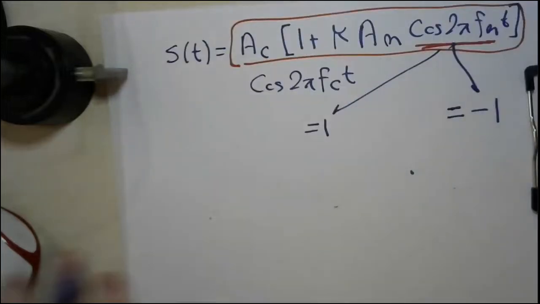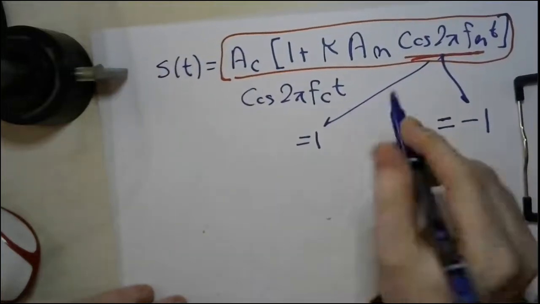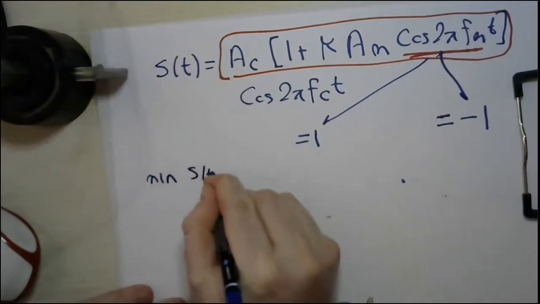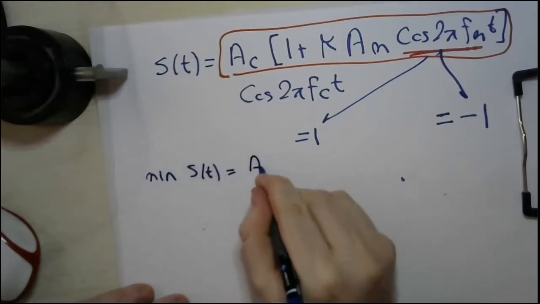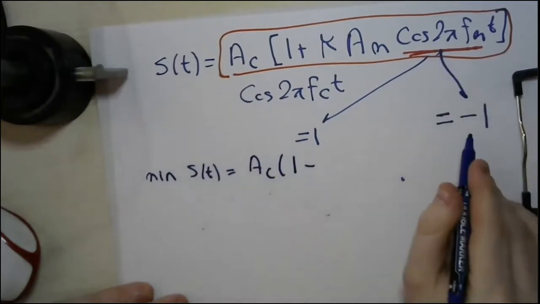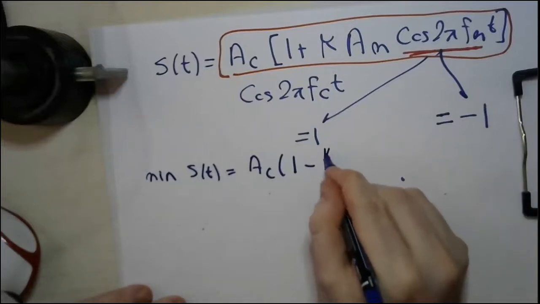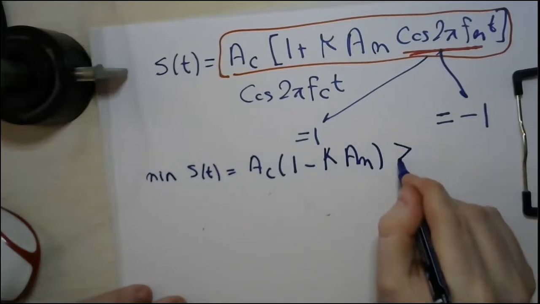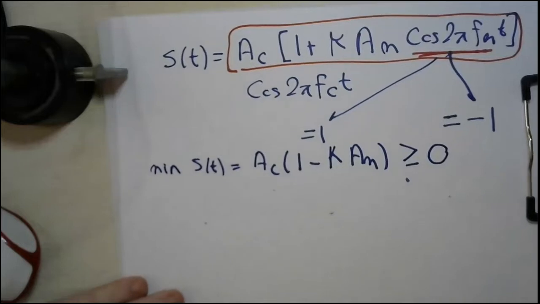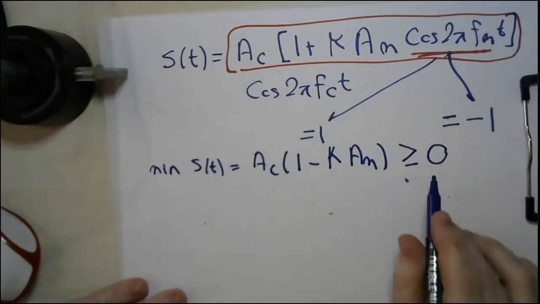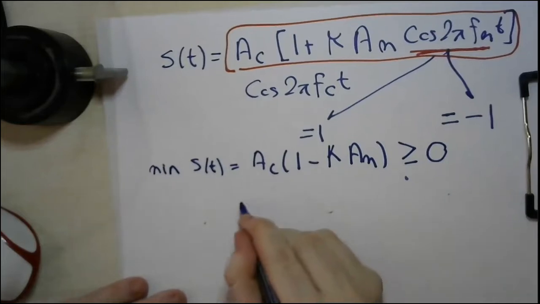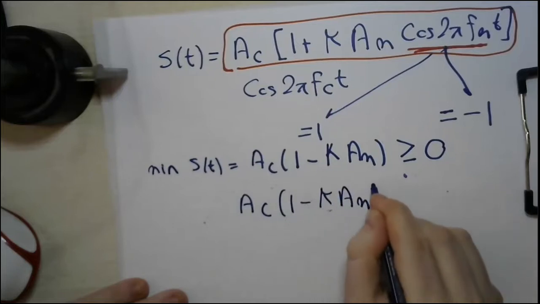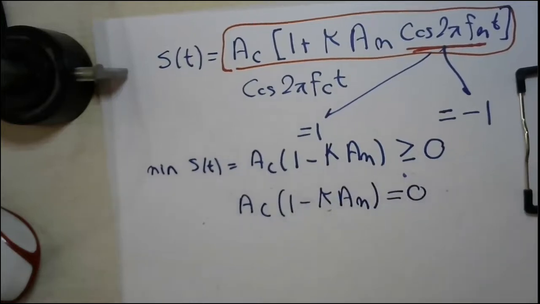So you can write a very important equation and say, okay, the minimum of S of t is equal to AC times 1 minus K AM, because now the cosine will be -1. This should be greater than or equal to 0. Very important condition. Now, what if we go to the minimum? So AC times 1 minus K AM is equal to 0. What if we have such a condition?